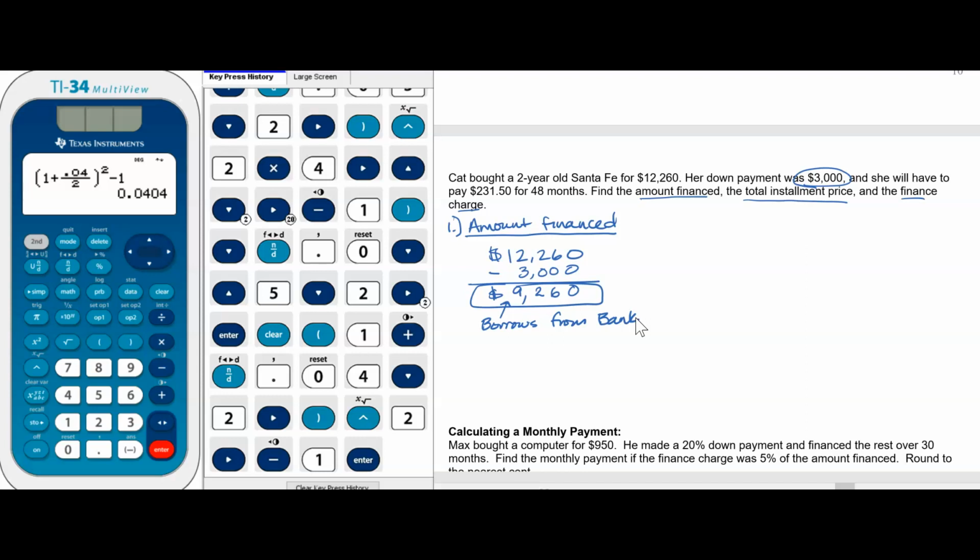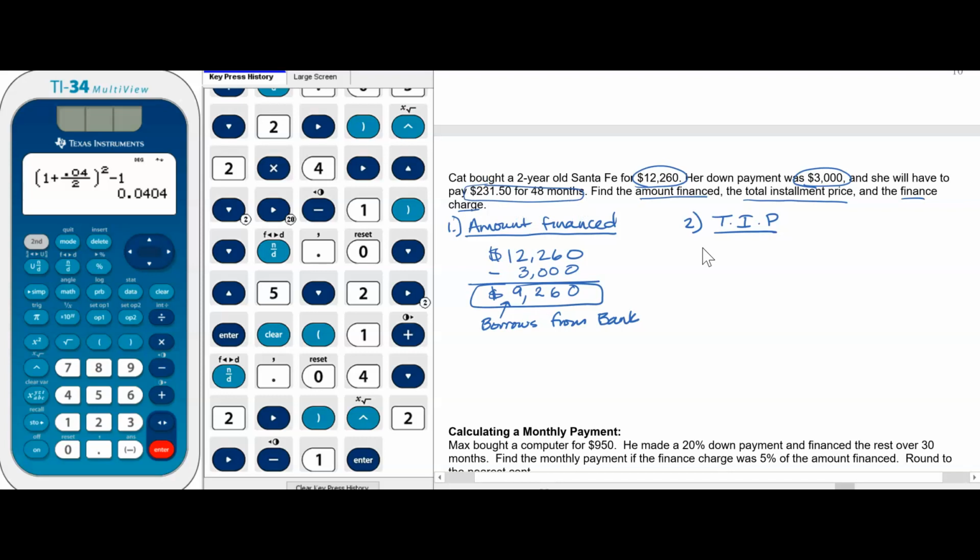So the next thing that we're going to do is we're going to find the total installment price. So step 2 is total installment price. So we want to know how much does she actually pay for this car. So we know that she pays this $12,260, but she's going to actually pay more than that because she has to make these payments.